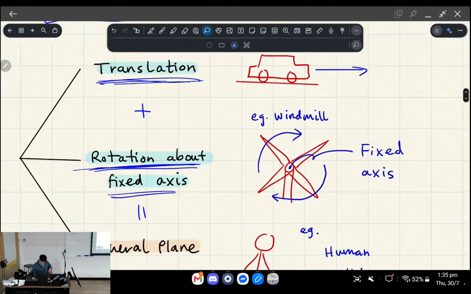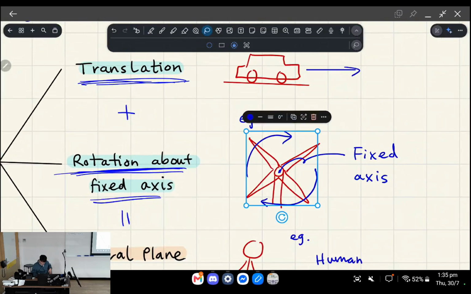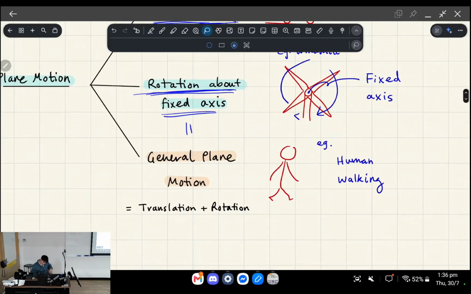If you have something like a windmill or wind turbines, and it's got a fixed axis in the middle there, and it can spin like this, this is rotation. So general plane motion is what a lot of more complicated systems undergo, a combination of translation and rotation.